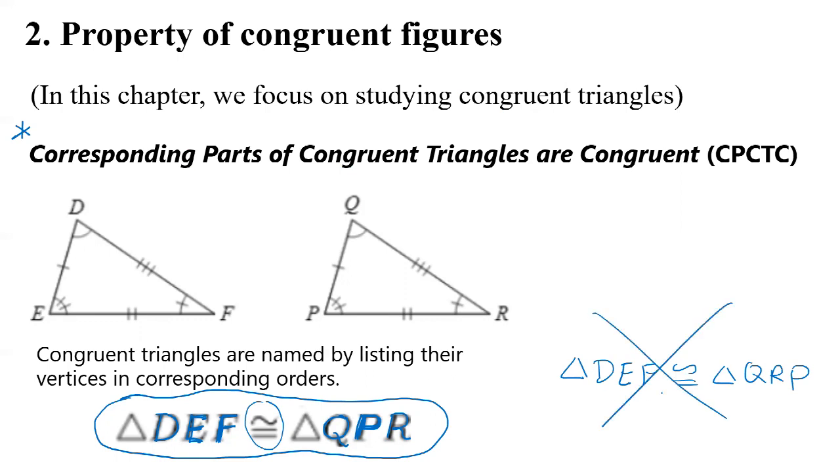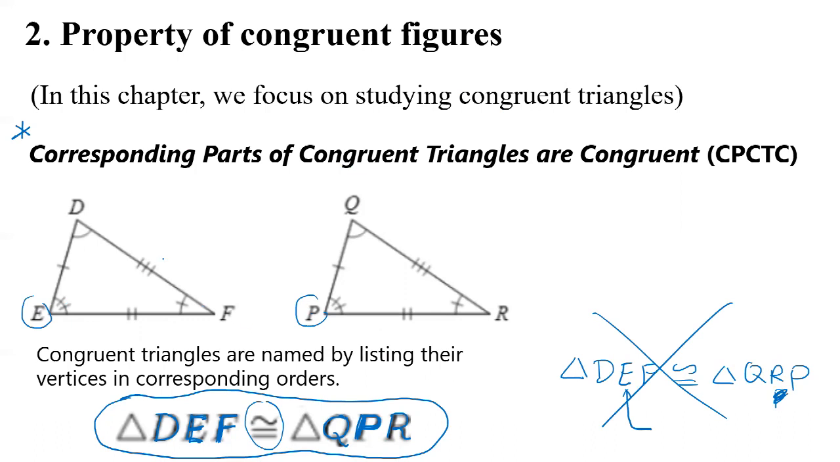You understand? Because vertex E is corresponding to P. So if E is in the second position here, you need to put P in the second position, not R. Can you follow me? Yeah.